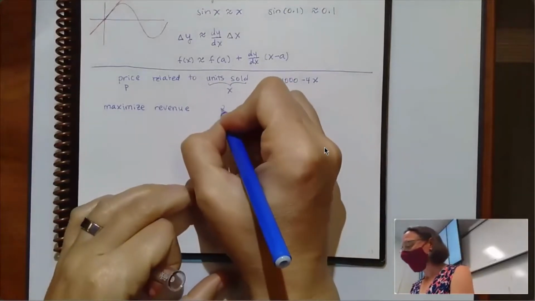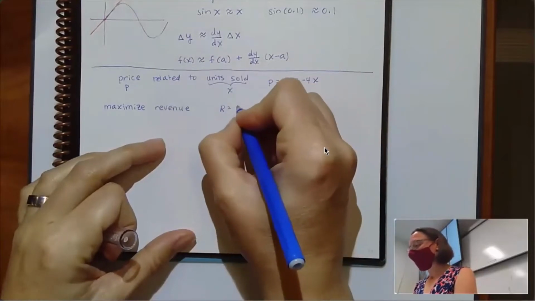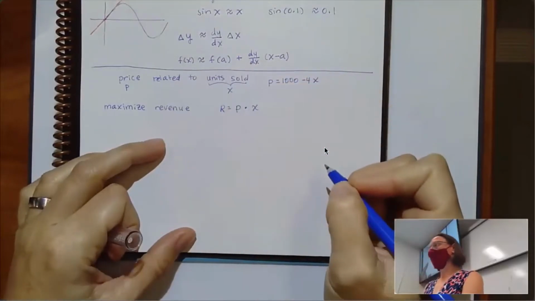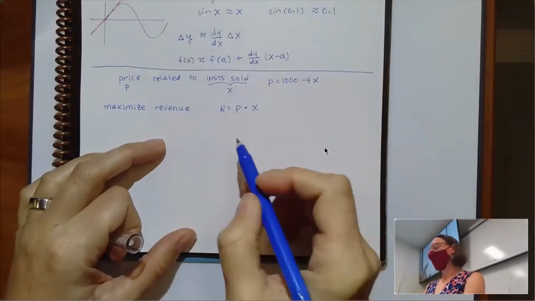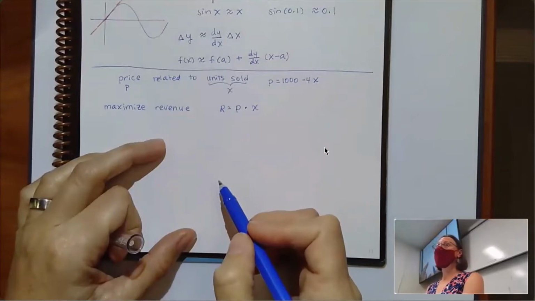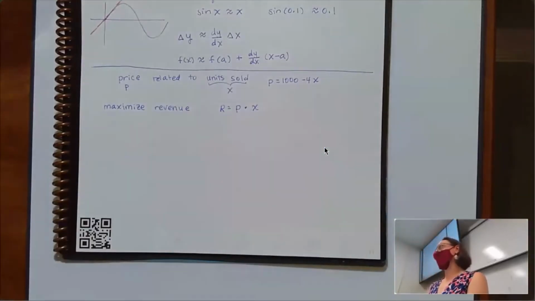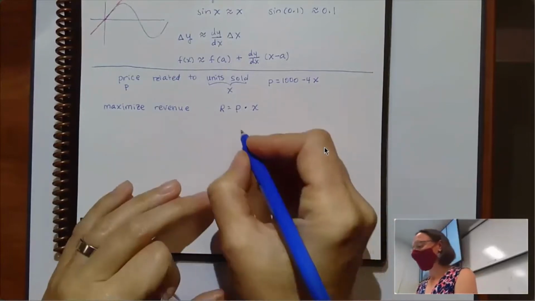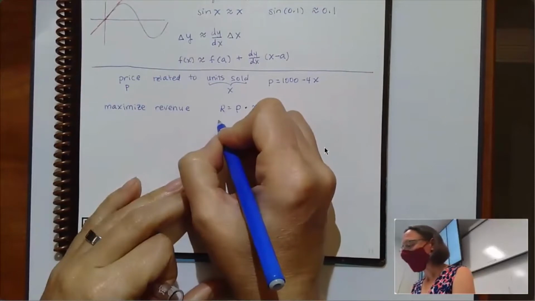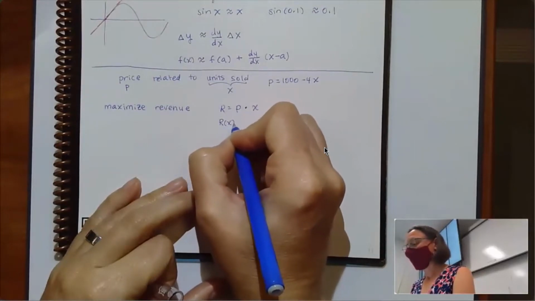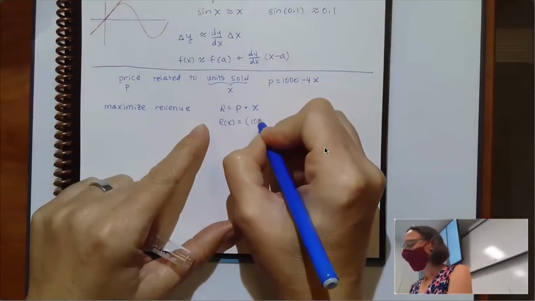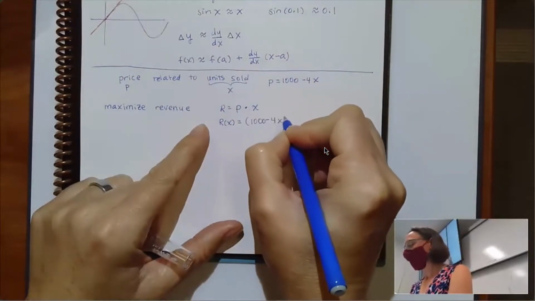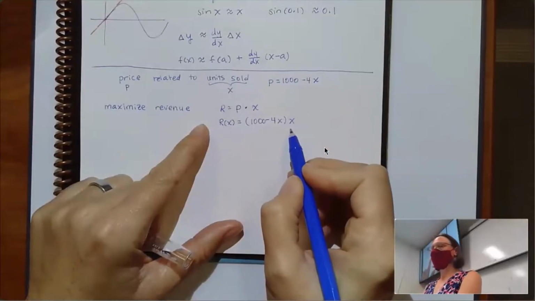Revenue is the price I'm selling at times the units that I've sold. So if I'm selling them at $10 each and I sell 20 of them, then the revenue is the money that I bring in. It would be the $10 times the 20 units I sold, which means our equation here for revenue as a function of X becomes that price function 1,000 minus 4X times X.